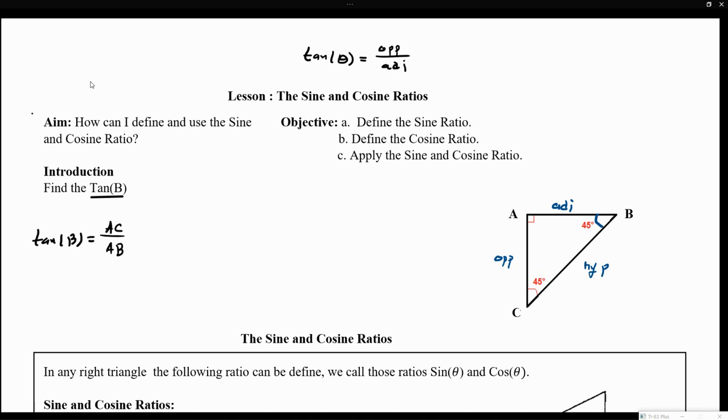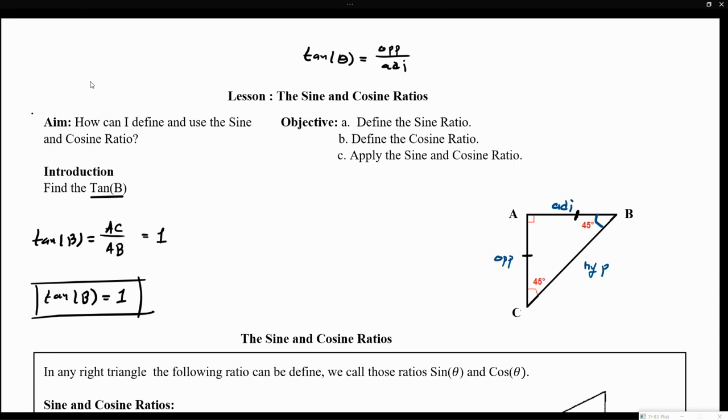It's an isosceles right triangle because we have 45, 45, and 90. So the side AB must be congruent to the side AC. In any right isosceles triangle, or 45-45-90 triangle, AC will be the same measurement as AB. So AC over AB is equivalent to 1. Therefore, the tangent of B is just 1.